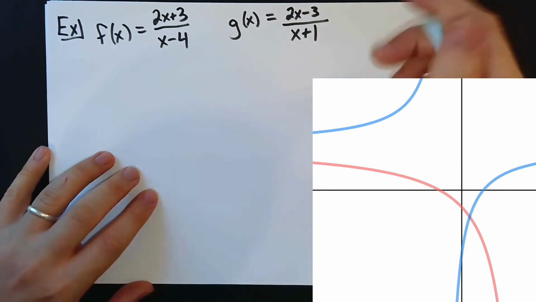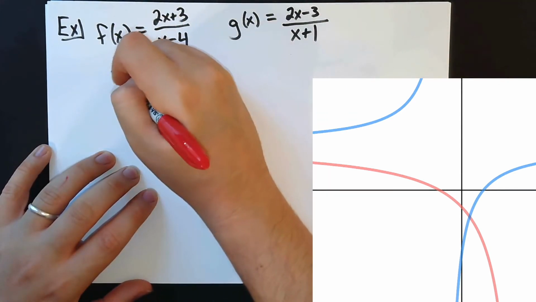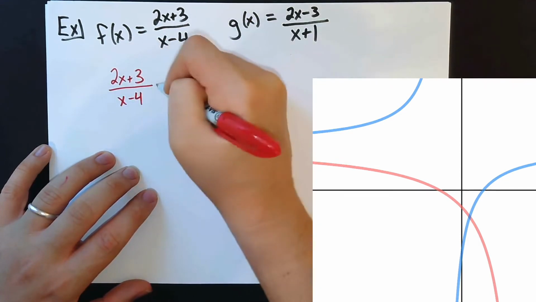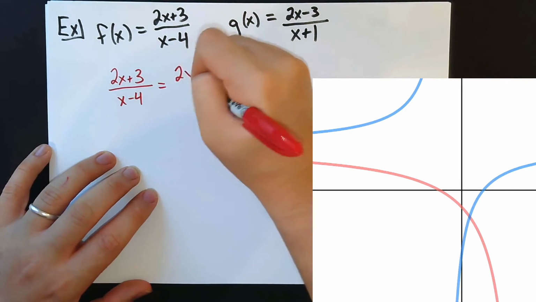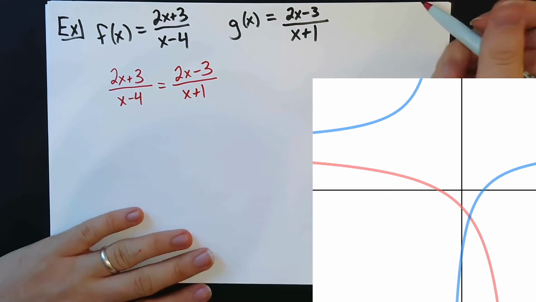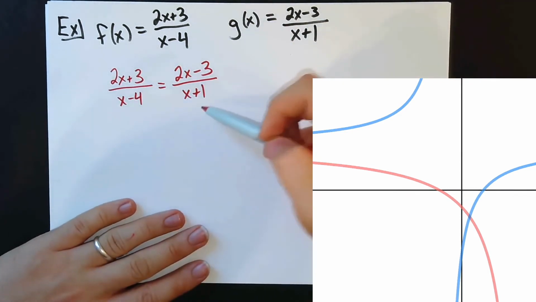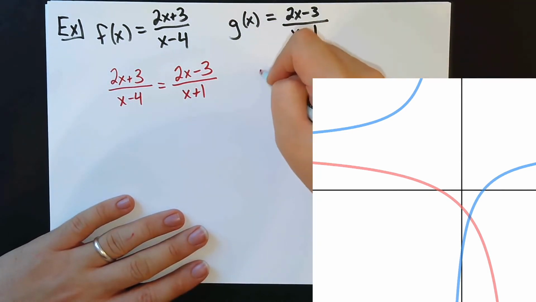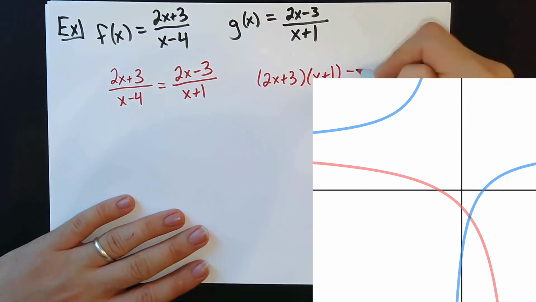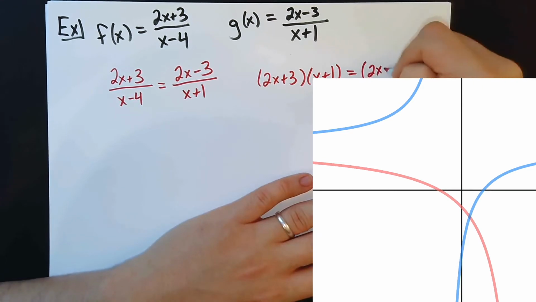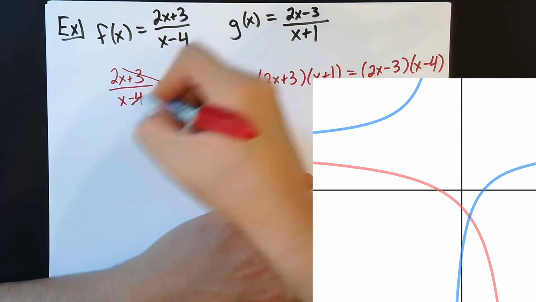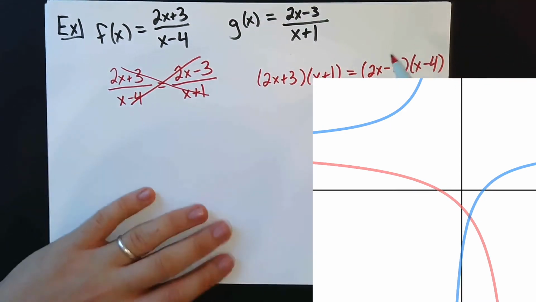But again, what do we have to do? We have to set these two things equal to each other. So that is, I have to take 2x plus 3 divided by x minus 4, and set this equal to 2x minus 3 divided by x plus 1. To solve this, I have to cross multiply. So I'm going to take 2x plus 3 times x plus 1 is equal to 2x minus 3 times x minus 4. Remember, I'm multiplying those and those. That's why it's called cross multiplying.